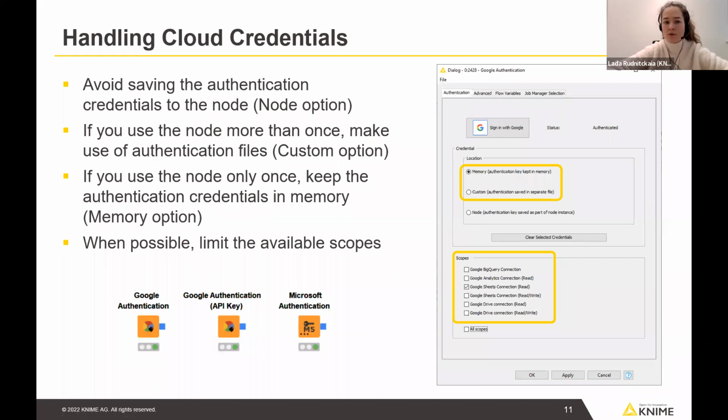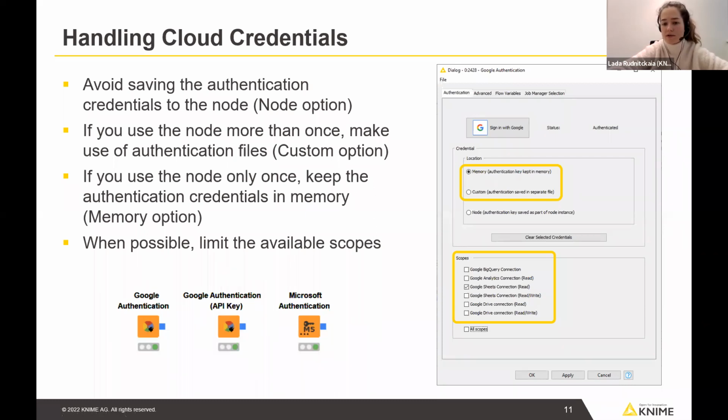Some nodes don't support this option of using credentials from the encrypted flow variable. This is relevant for nodes such as the Google and Microsoft authentication nodes, but these nodes have embedded options for how to handle your credentials. For example, there is an option that will store your credentials in memory. This option we recommend if you plan to use the node only once.